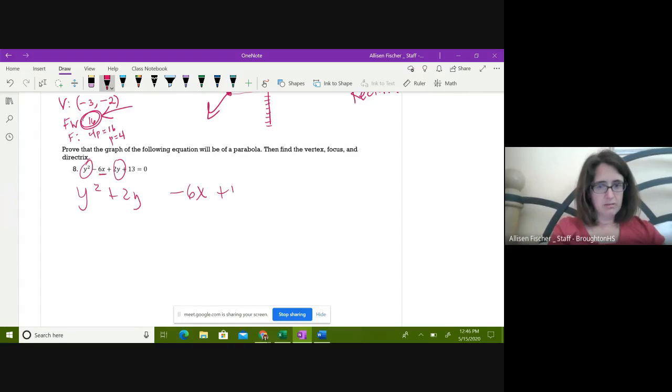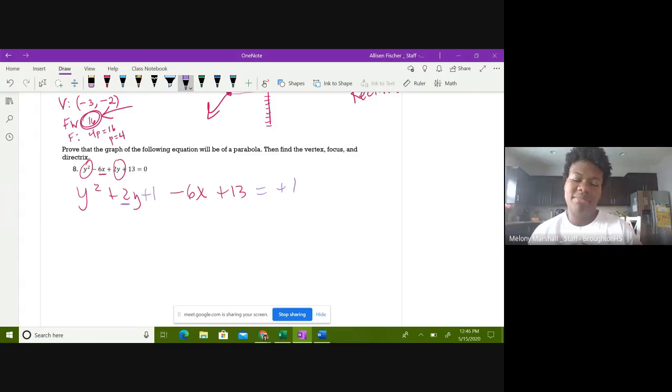And really, if you're doing this, completing the square to make this in vertex form, we really only care about the y squared plus 2y part. So what I'm going to do is take half of 2, square it, and add that to both sides of my equation.